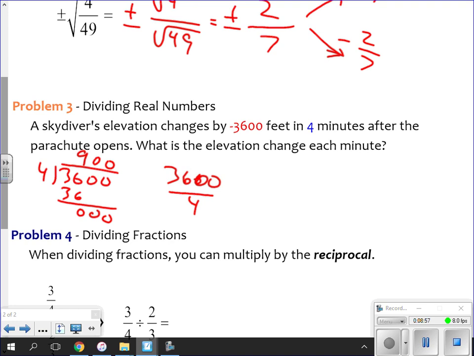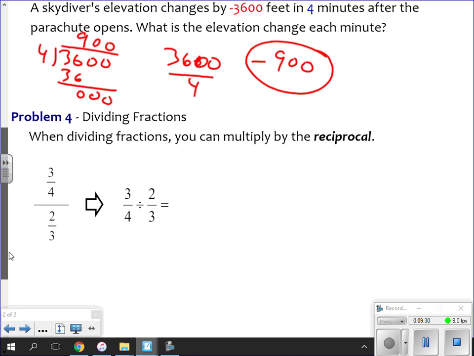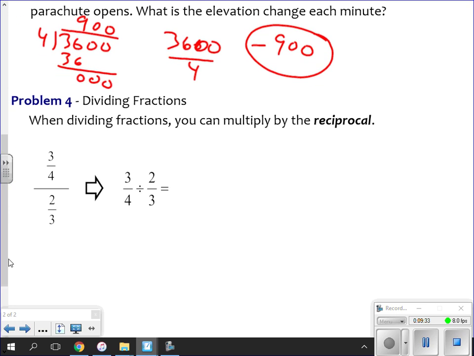Now, that's the change. Is he going up or going down? Do skydivers go up once they jump out of the plane? No, they go down. They may change speed, but they go down. So his change every minute is negative 900 feet. Yeah, they go up while they're in the plane until they jump out. Once they jump out, they don't go back up. You might go at different speeds, but they never go up. Okay.